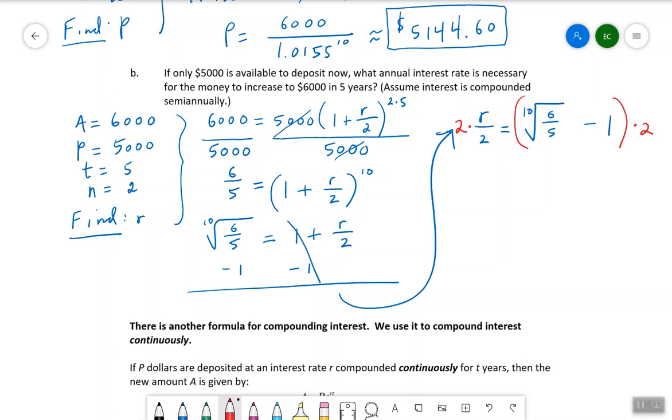And maybe I'll even back up, sorry, for just a minute. Maybe I'll just back up and make a note. I took the 10th root on both sides, and the 10th root and the 10th power canceled each other out. Over here, the 2's cancel, and we're just left with R is equal to the 10th root of 6 over 5 minus 1, and all of that is multiplied by 2.